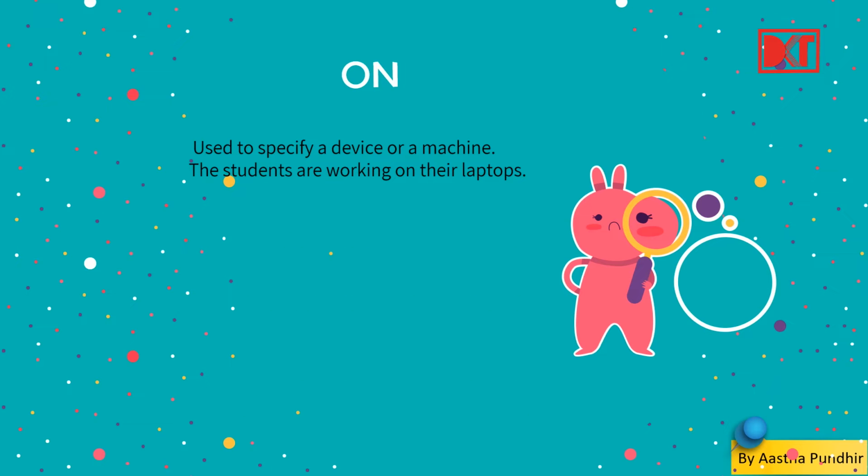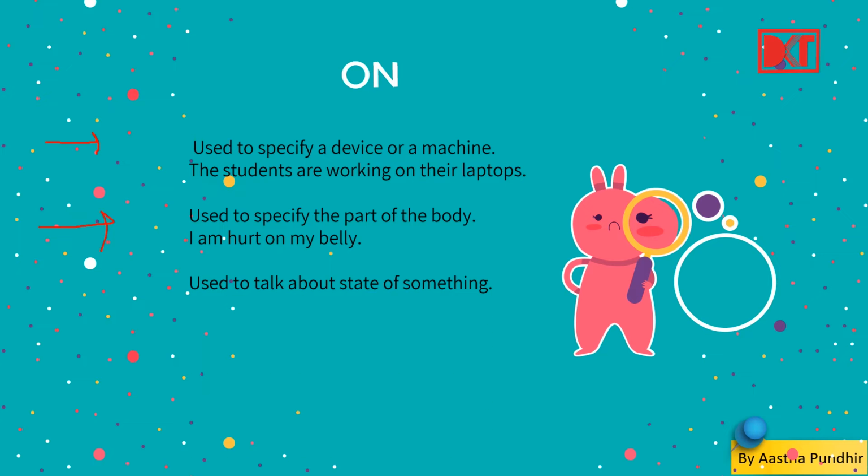Next up we have, like here, on is used to specify any device or a machine, like the students are working on their laptops. So what are we signifying here? We are signifying any device or a machine, that's laptop. Used to specify the part of the body, like I'm hurt on my belly. So belly is a part of the body, so signifying it with on. Then we have used to talk about the state of something, like the house is on fire. So what's the state of the house? It is on fire. Alright, so these are the different ways in which we can use on. Once we do the mock questions, it will be clearer to you.